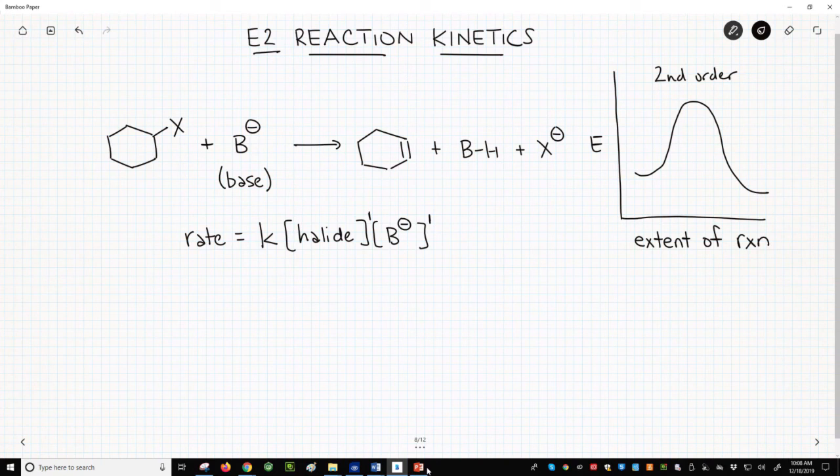E2 reactions are sometimes slow. How can they be made to go faster? Well, you can always add more of the base. More base will increase the rate of the reaction.